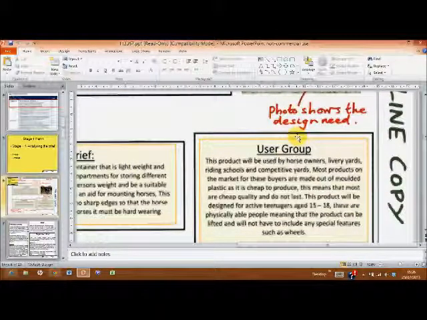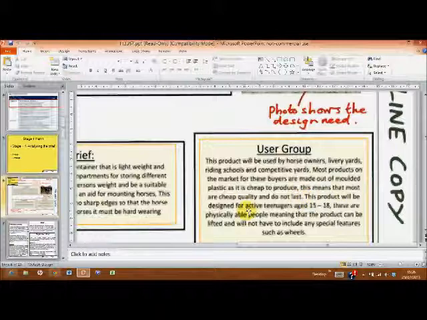User group. So, do not say it will be used by anyone. You are going to try and reduce that group to the type of person who tends to use it more than other people would tend to use it. With a horse product, it's very easy to write quite a lot. You may not be able to write as much. That's not necessarily a bad thing. This product will be used by horse owners, livery yards, riding schools and competitive yards. Most products on the market for these buyers are made out of a moulded plastic as it is cheap to produce. This means that most are cheap quality and do not last.